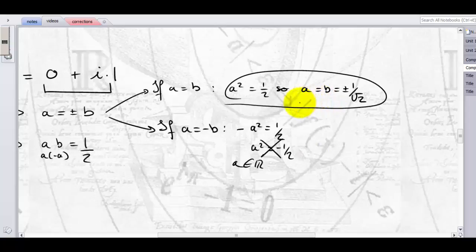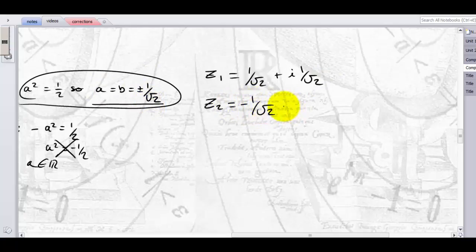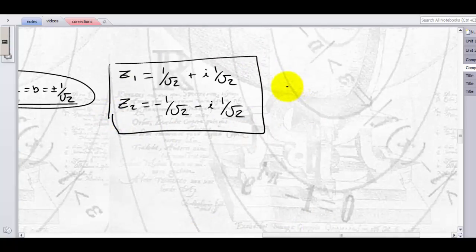So we have right here the two solutions to the equation. Let's call the first one z1 and the second one z2. z1 is 1 over root 2 plus i times 1 over root 2. This is when I take a equals b equals 1 over root 2. And the second one is negative 1 over root 2 minus i times 1 over root 2. These two complex numbers are solutions of the equation z squared equals i.